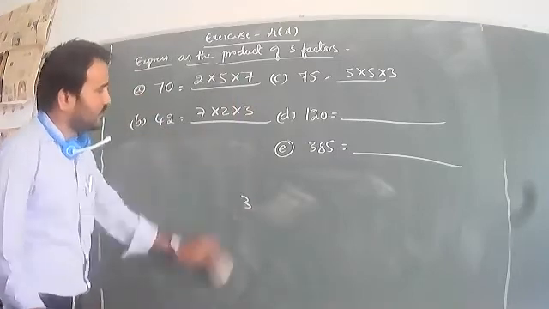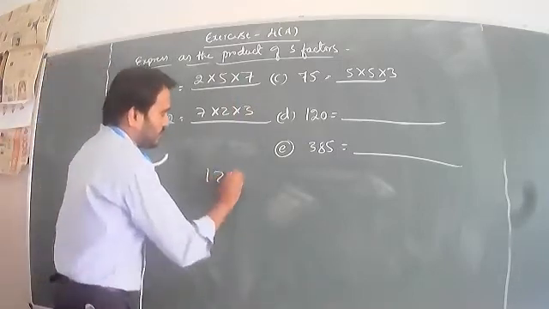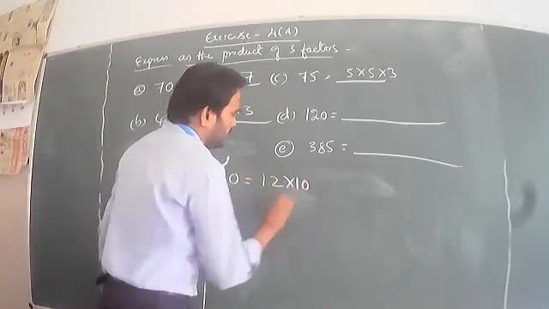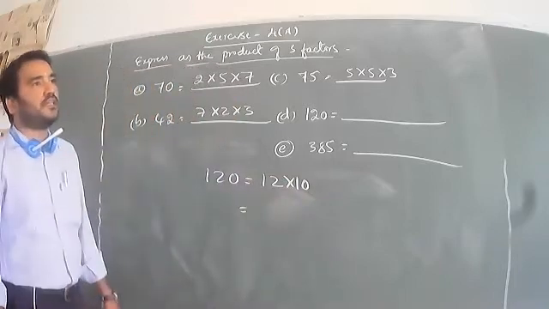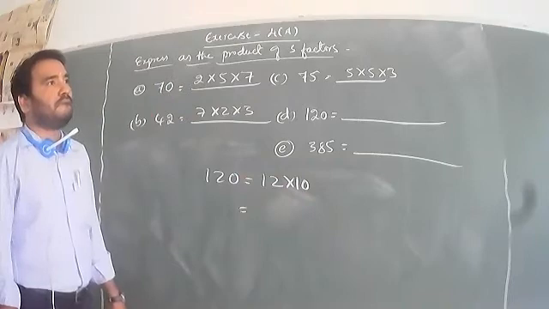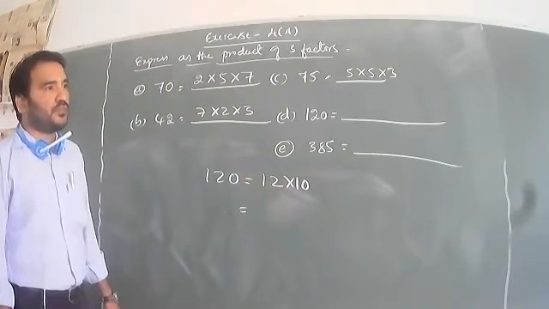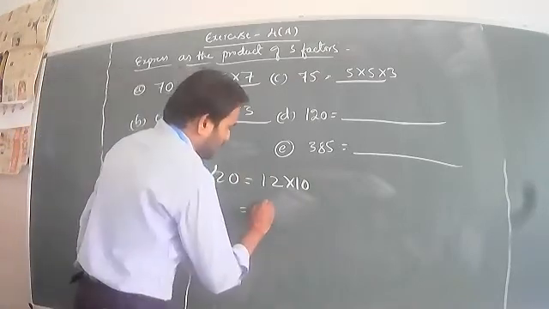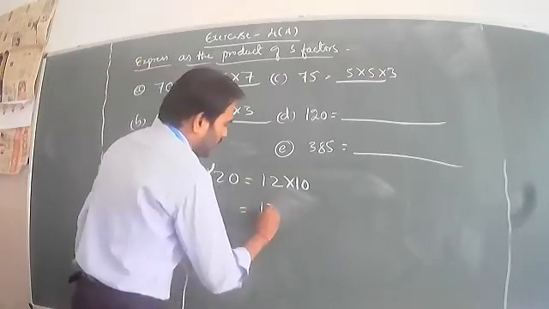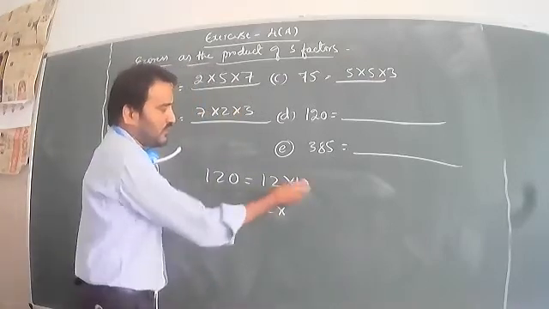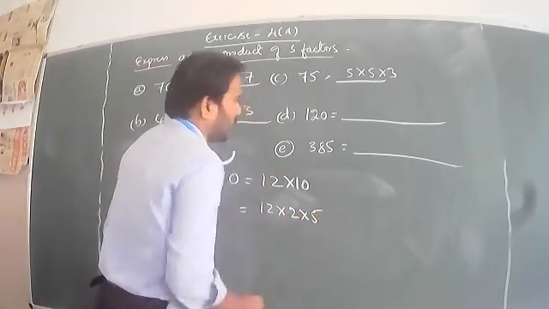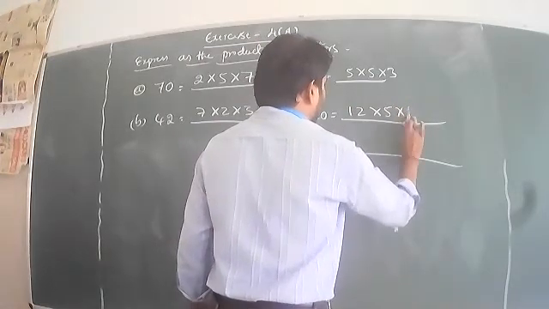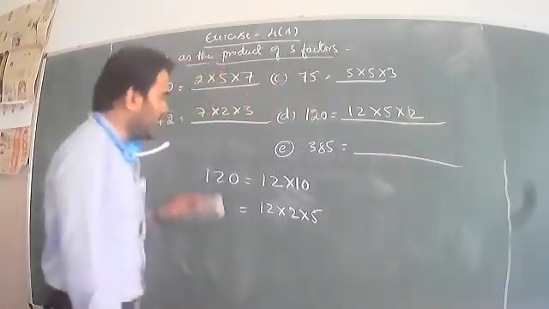Next, 120. Okay, so 120 is 12 times 10, no problem. So 12 into 10 has to be factors. We can do either one. 2 into 5. So we should write 12 into 5 into 2.